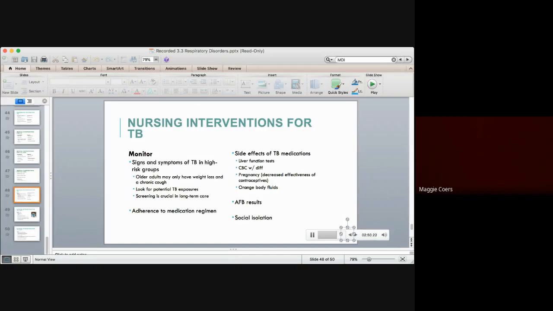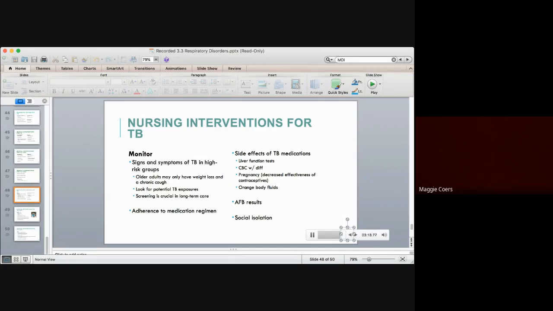We also need to make sure that we're monitoring for the side effects to the medications. We need to monitor different test results, those liver function tests, the CBCs, any pregnancy, if a female is of childbearing age and is on these medications. And then we need to make sure that we really explain about that orange body fluids, that it's nothing to really worry about. It's just something that happens.